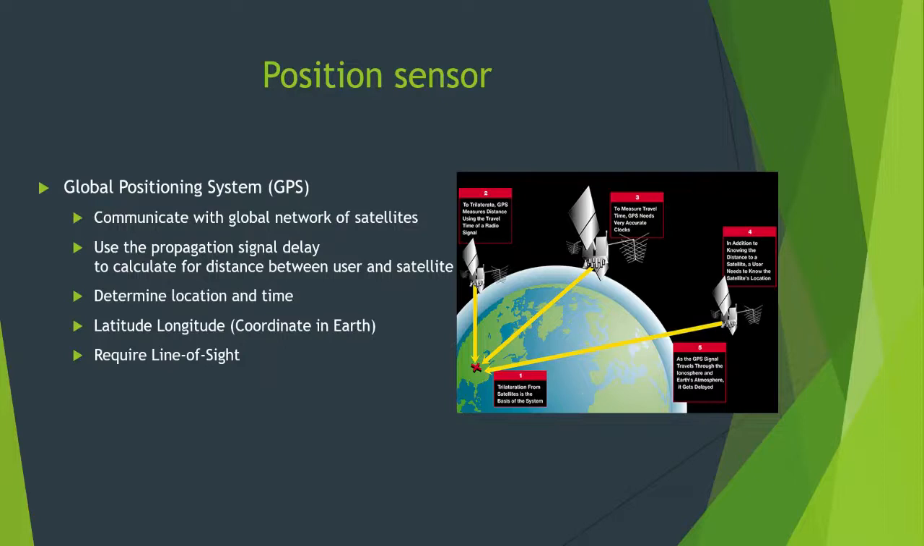For the position sensor, we have the GPS, or Global Positioning System. The concept is that the mobile will communicate with the global network of satellites and use the propagation signal delay to calculate the distance between the user and the satellite, so they can determine the location and time. The data from the GPS is latitude, longitude, and timestamp. The drawback of this system is that it requires line of sight, so we should do the demonstration outside the buildings.